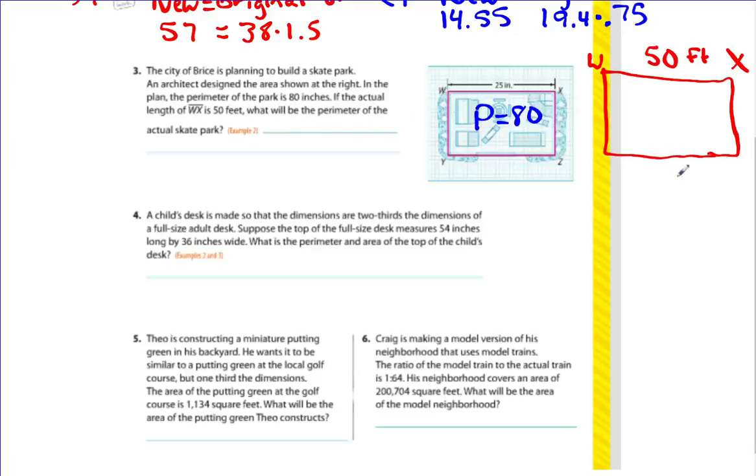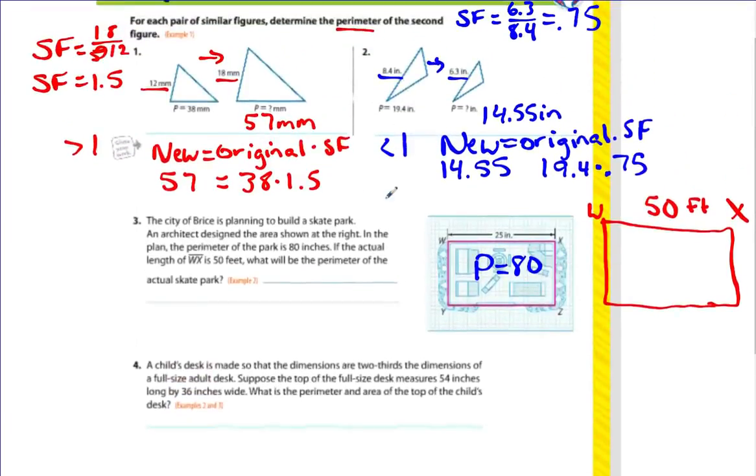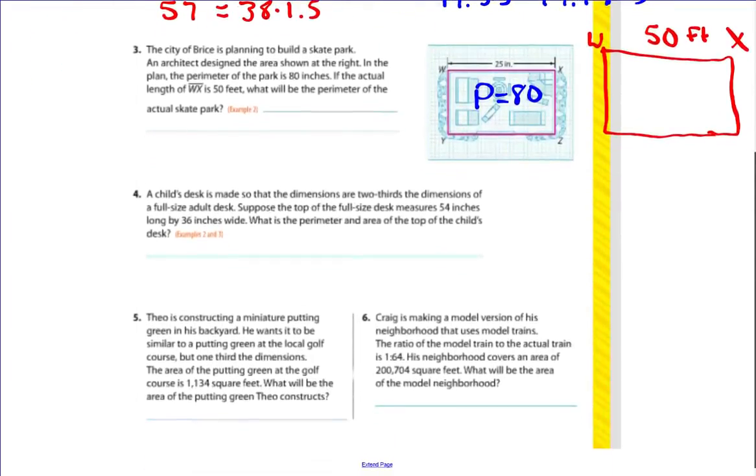So now once we have this set up, which I did for you, now it's just like these first two problems. So you find your scale factor and then multiply by the original. Okay, so I'll let you figure that one out. I don't want to do everything for you.